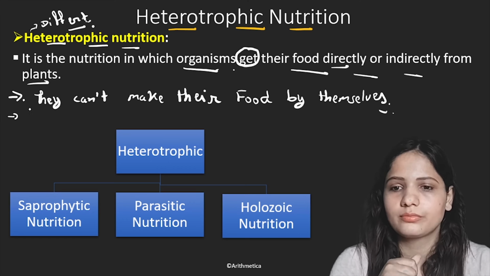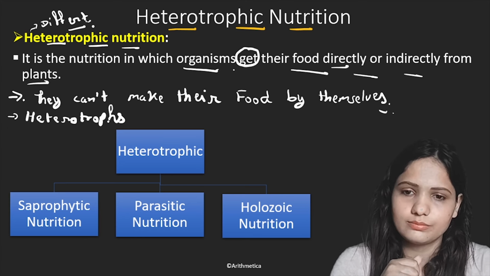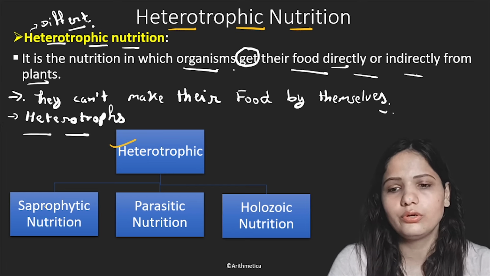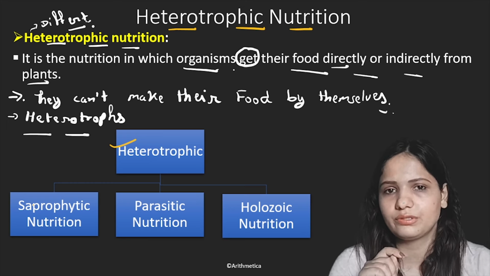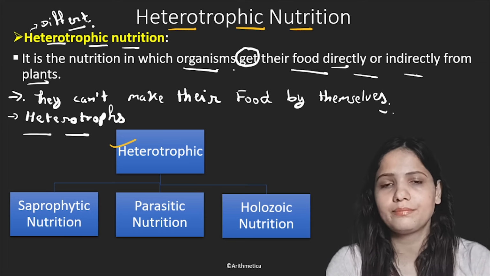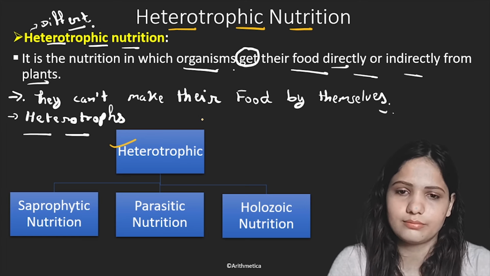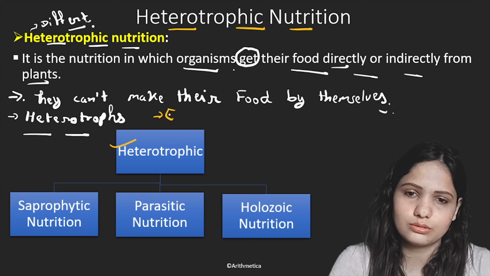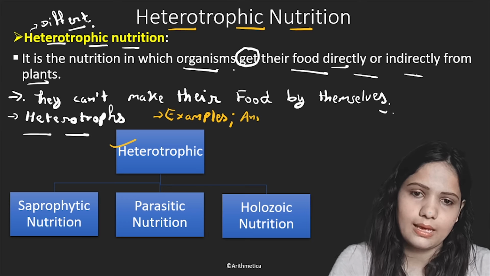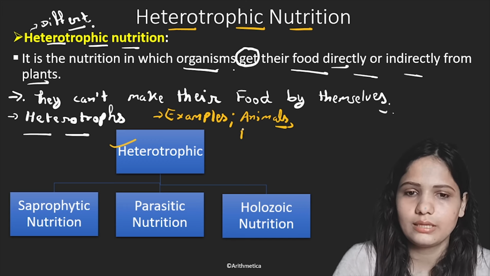Heterotrophs are the organisms which show the heterotrophic mode of nutrition. In this heterotrophic mode of nutrition, there are different types: saprophytic nutrition, parasitic nutrition, and holozoic nutrition. Before we proceed to the different types of heterotrophic nutrition, note down a few examples of heterotrophic nutrition. Examples: animals. Animals are the perfect example of the heterotrophic mode of nutrition. Then we have fungus.